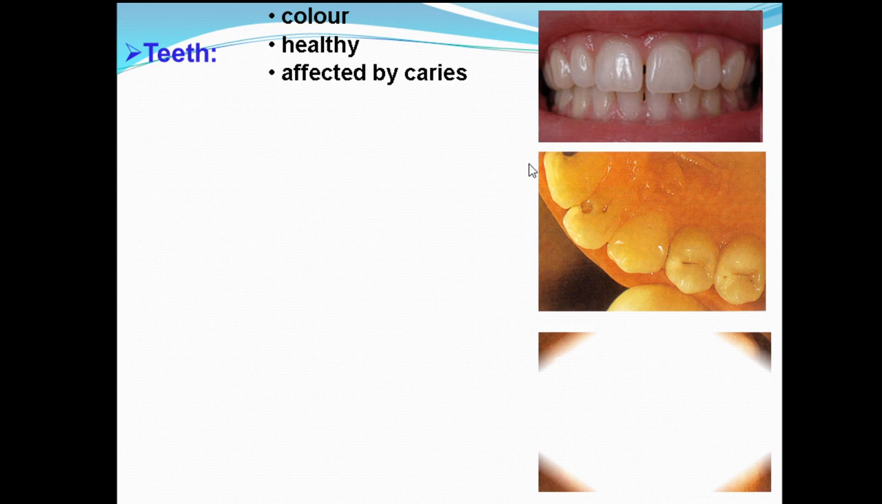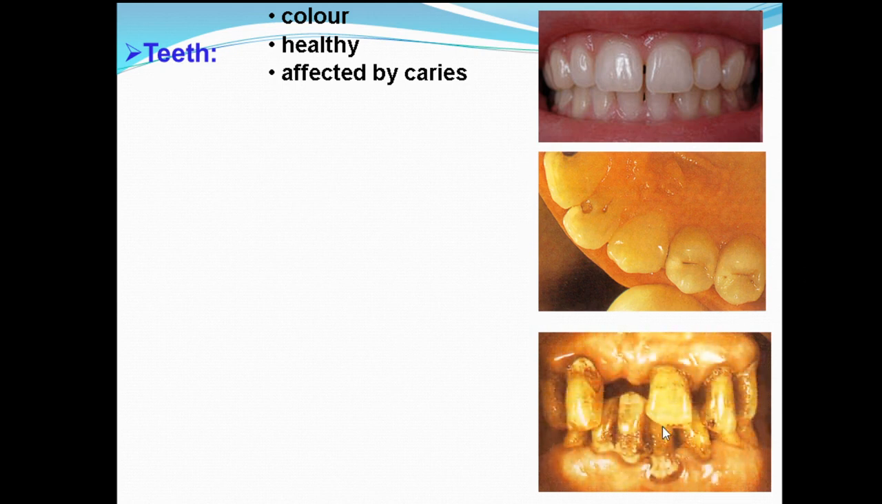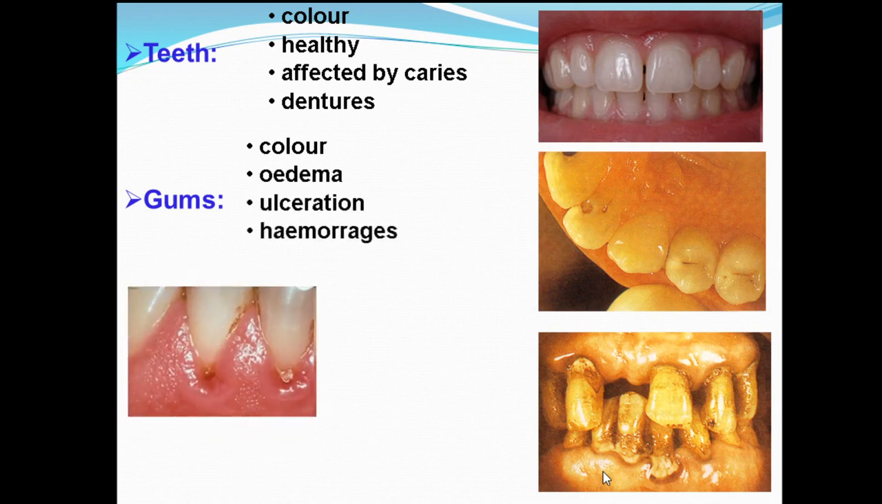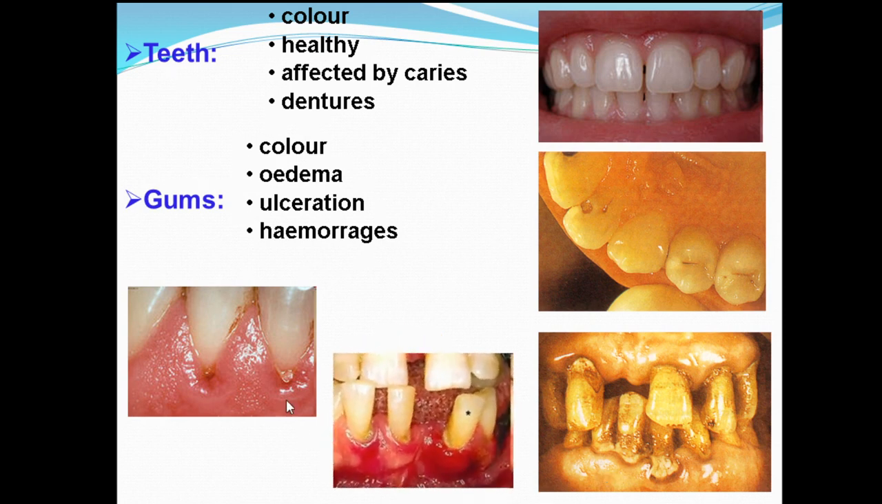Teeth may be assessed only superficially, because a full conclusion may be given only by a stomatological physician. But visually, we can assess their color, and we can say healthy or not healthy teeth, because it's easily visible on superficial inspection. We can see dentures in the mouth. Then we'll assess the condition of the gums. Pay attention to their color; edema, ulceration, and hemorrhage from the gums can be revealed, which do not need special examination.